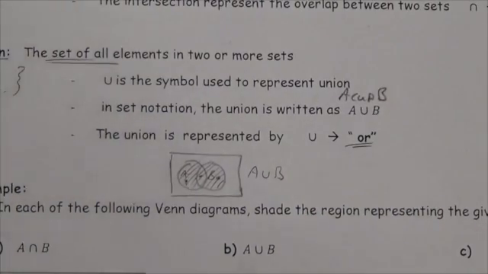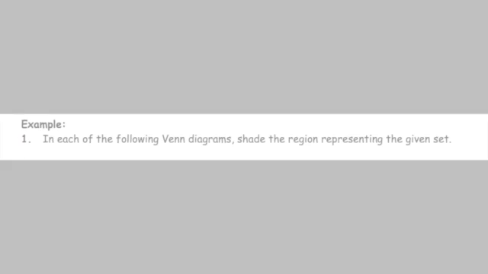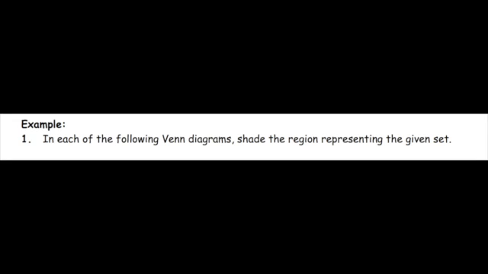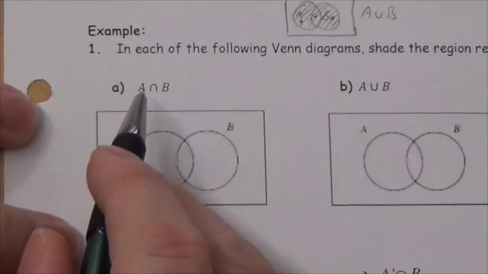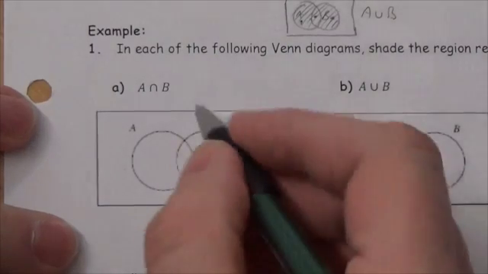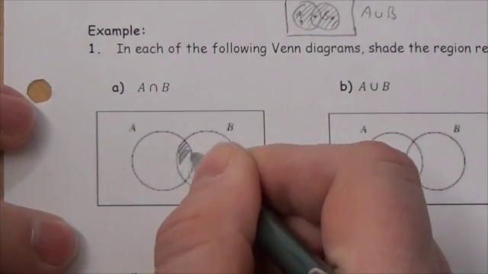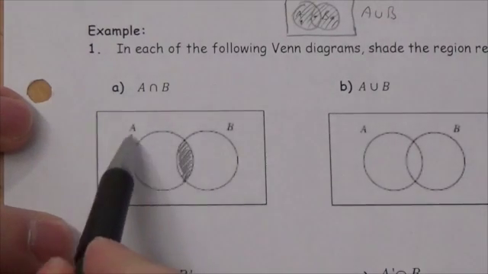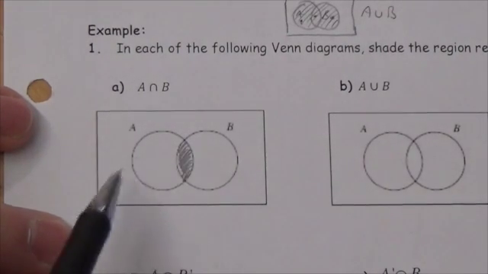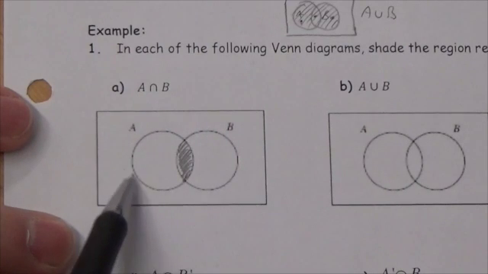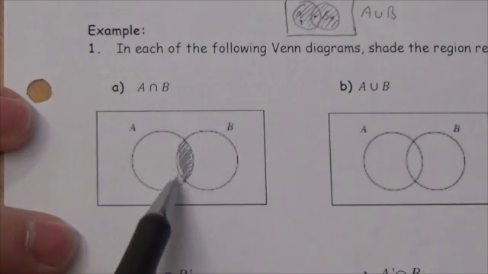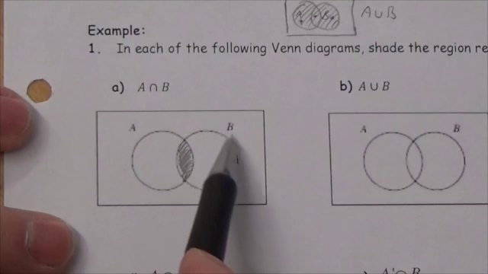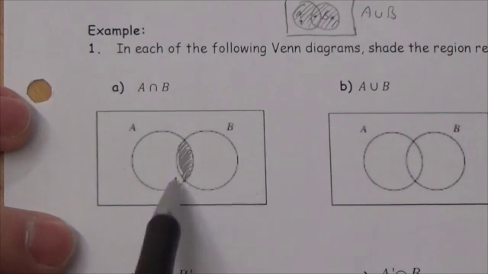Okay, now we're going to take a look at some specific questions. In each of the following Venn diagrams, shade the region represented by the given set. So this is saying A intersection B. I know that that's the part that's common to both. So A intersection B is going to be this set right here. This is set A. This little bit right here, this little cookie shape, would be only A. This section right here is going to be only B.